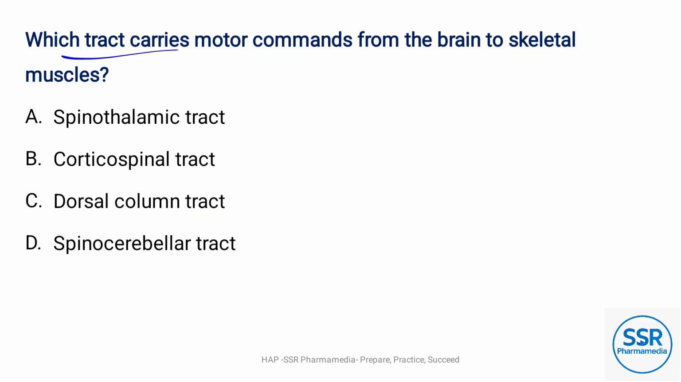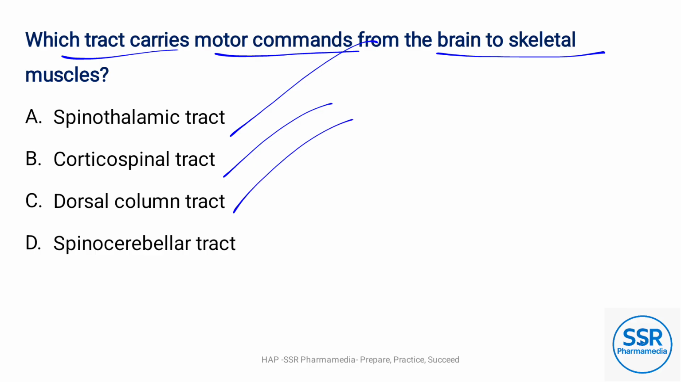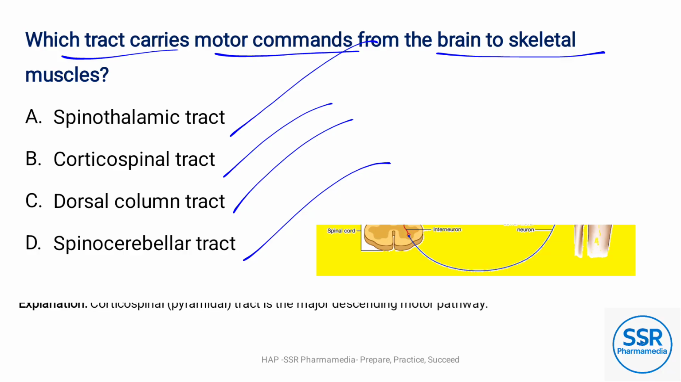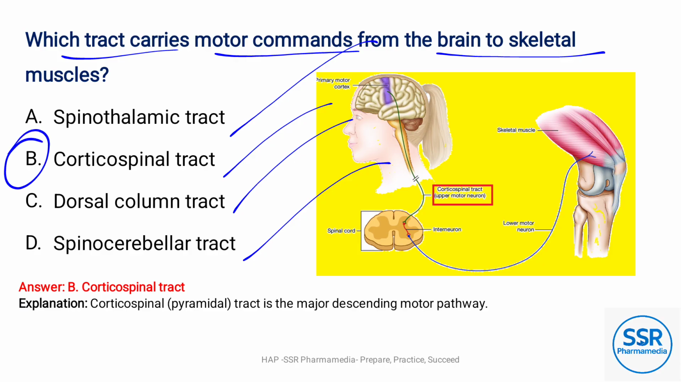Next, which tract carries motor commands from the brain to skeletal muscles? Option A, spinothalamic tract. Option B, corticospinal tract. Option C, dorsal column tract. Option D, spinocerebellar tract. So the answer is option B, corticospinal tract. The corticospinal tract is the major descending motor pathway.